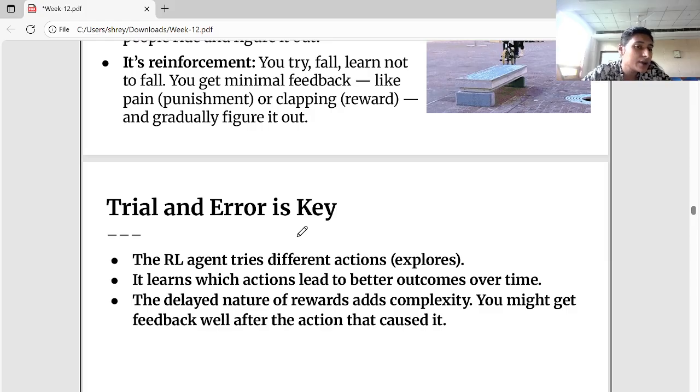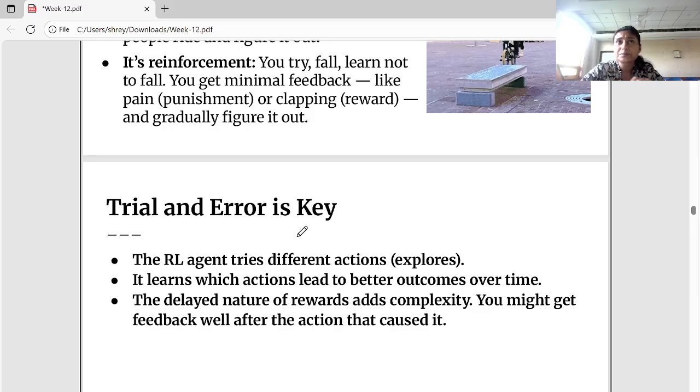In reinforcement, trial and error is the key. So the agent tries different actions. Whenever you are trying different actions, you are exploring, okay, and it learns which actions lead to better outcomes. The actions which are leading to better outcomes, this is exploitation. You will repeat those actions again and again. The delayed nature of rewards adds complexity, because sometimes rewards do not come just after taking the actions. It will take some time.